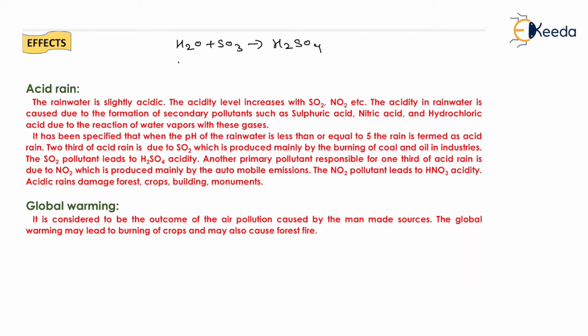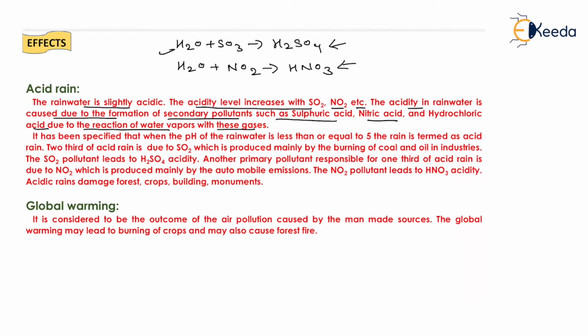Now when rainwater mixes with the NO2 compound present in the atmosphere, what will it produce? It will produce HNO3, which is nitric acid. It will again create acid rain. So rainwater is slightly acidic. The acidity level increases with SO2, NO2, etc. Acidity in rainwater is caused by the formation of secondary pollutants. The secondary pollutants are H2SO4, HNO3, etc., such as sulfuric acid, nitric acid, hydrochloric acid, due to the reaction of water vapors with these gases.